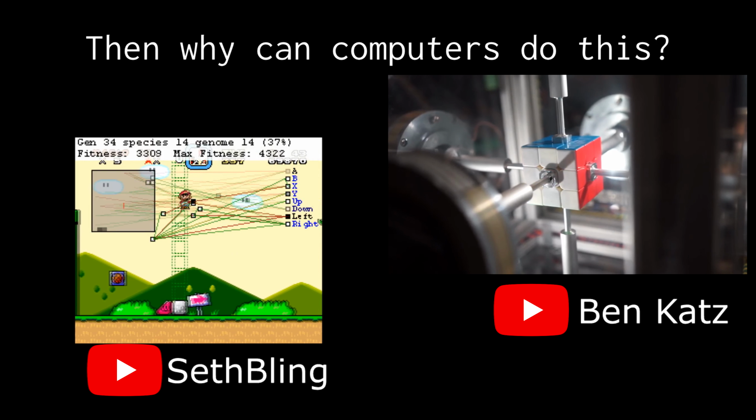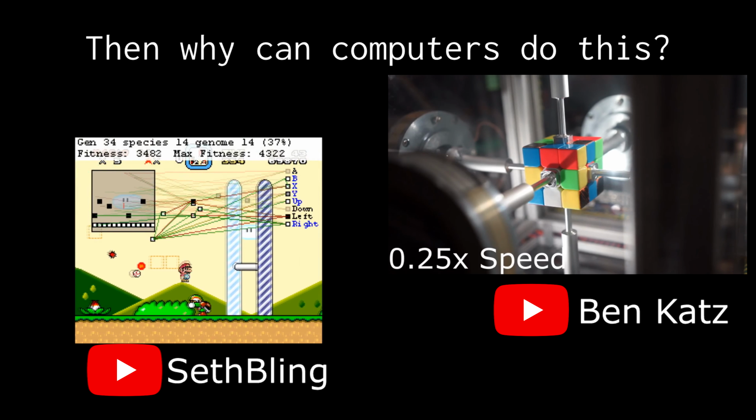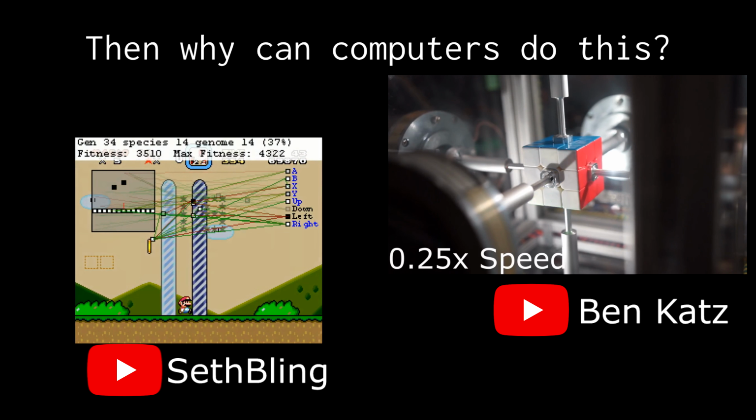Just because it may seem obvious to you, like not walking into a wall, a computer doesn't understand that and can only do what you tell it to do. Thus, if you tell it to walk forward, it's going to walk forward, even if it physically can't. It's still going to try, because you only told it to walk forward and nothing else. So if computers are so dumb, then why are they capable of all these amazing things like being able to beat Super Mario or solve a Rubik's Cube?